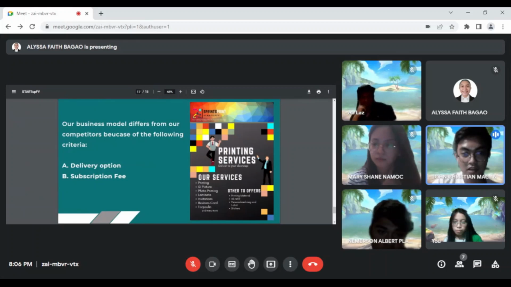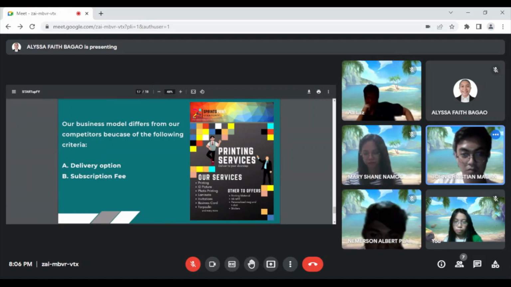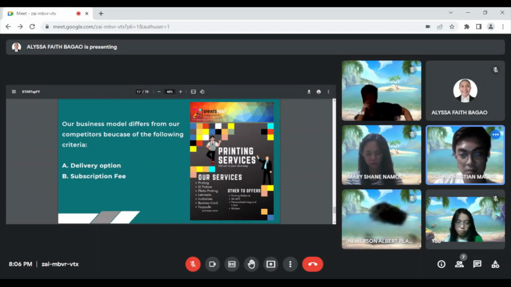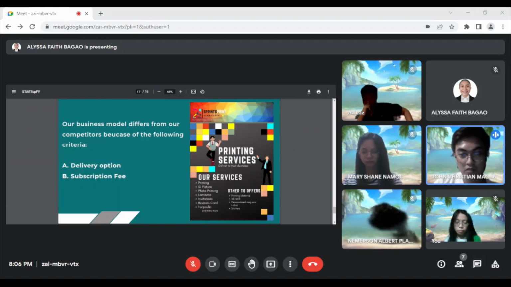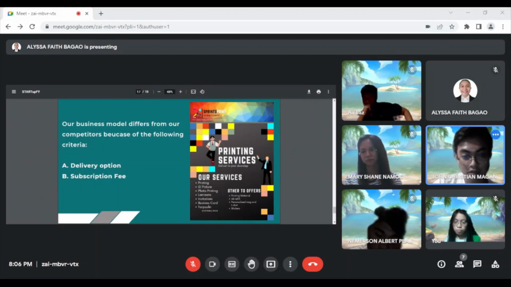So to answer the question on how our customers can differentiate our offer and model from our competitors. As I have mentioned a while ago, we offer these additional services which they can avail that provide extra convenience and low-cost printing. But we can also provide services that our competitors also provide. As you can see in our layout, these are samples of the services we offered.